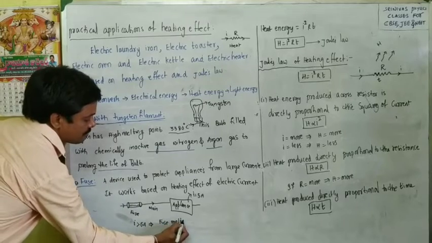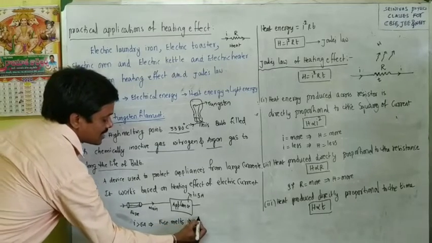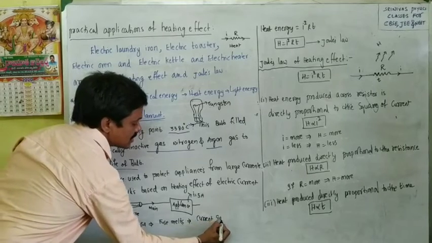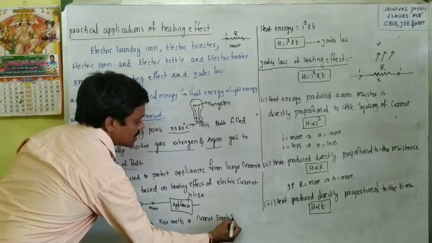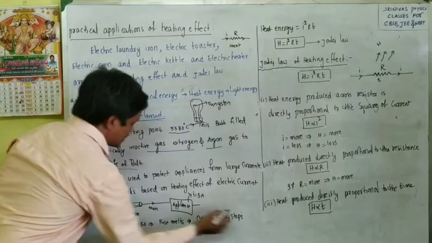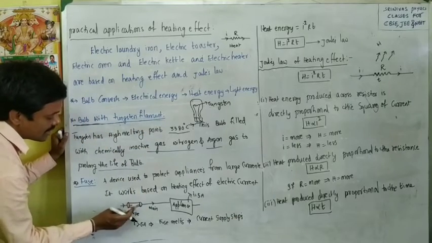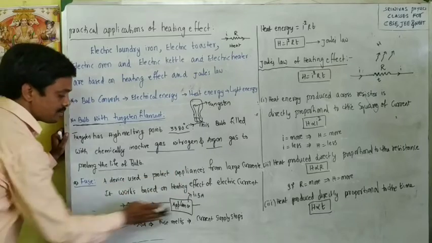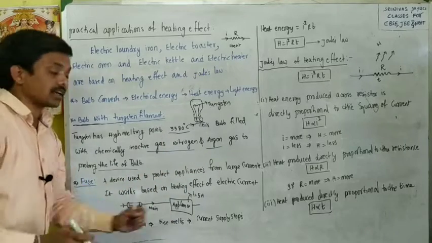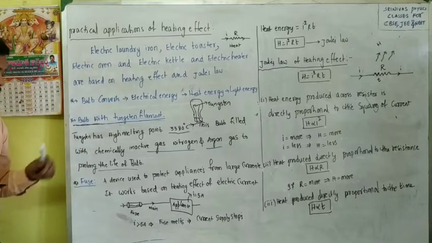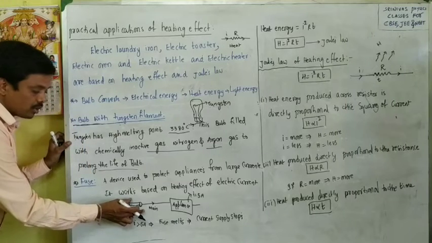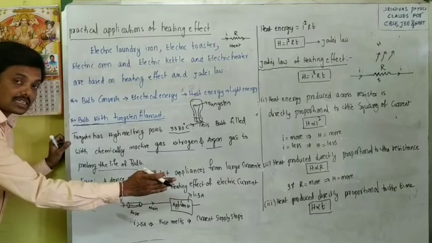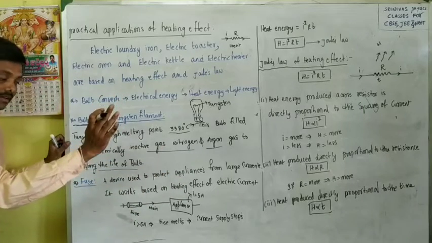Fuse melts means the current supply to the appliance stops. Fuse melts means this wire will melt, then the connection will break. When the connection breaks, at that moment the current supply stops, then the appliance is protected from the high current. If you use a 5 ampere fuse, or a 6 ampere fuse, and the current passes 6 ampere or more than 6 ampere, then it can be melted, right?